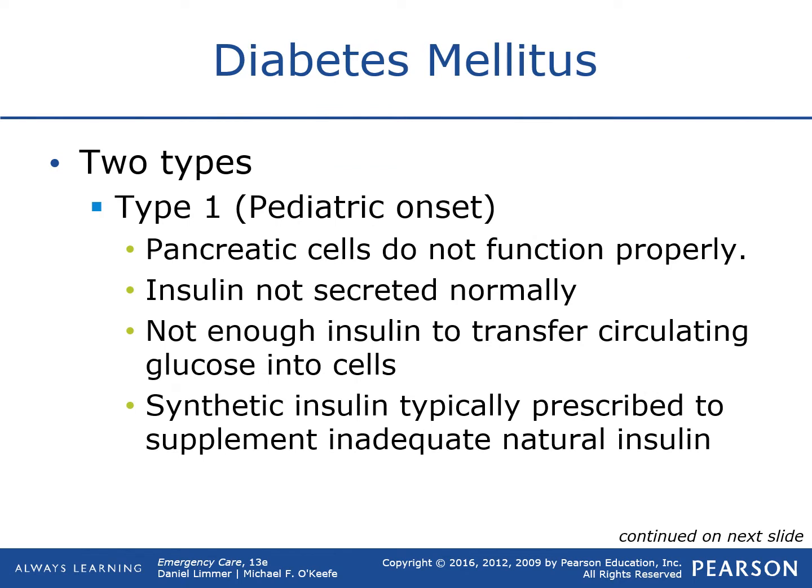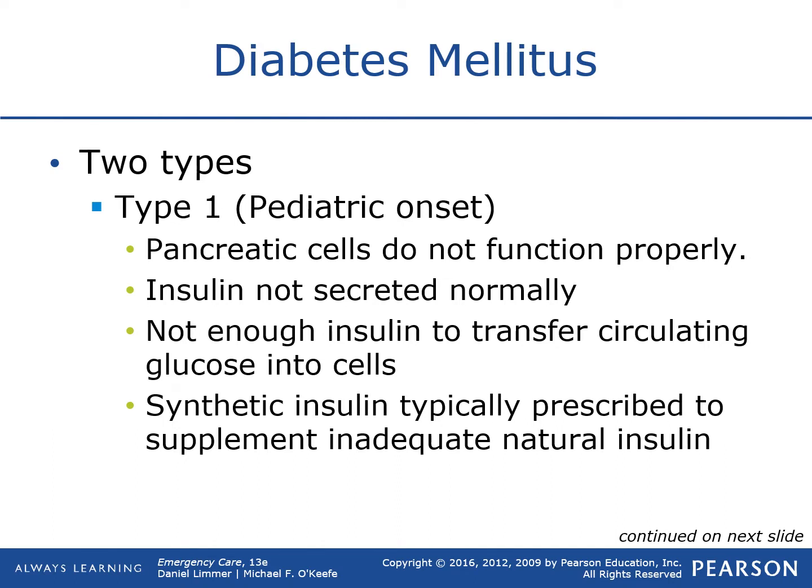So we do have two types of diabetes. Diabetes type 1 is your pediatric onset. If you think we have type 1 and type 2, if you think type 1 is first, it's what happens first to people. So it happens to kids. This is pediatric onset. Now, adults will have it, but this is just determining when it first came on in the body, so when they're first diagnosed with it.